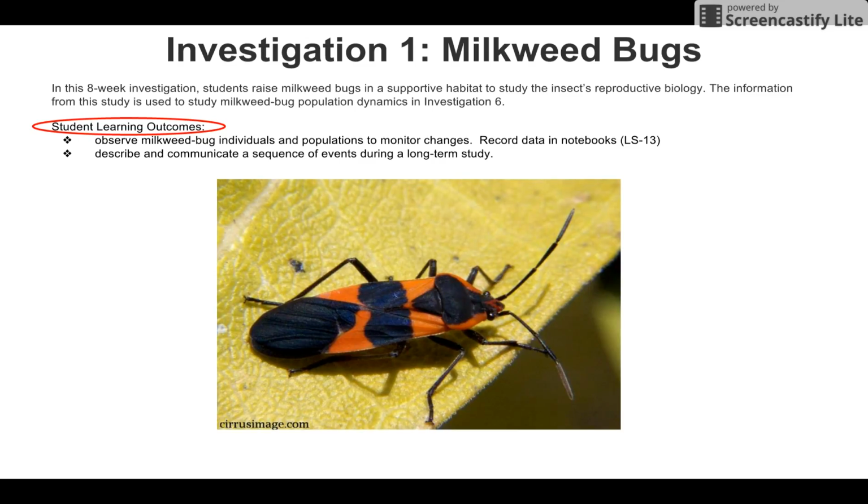Remember the student learning outcomes on the Science Weebly site. Here is number 1: Observe milkweed bug individuals and populations to monitor change. Record data in notebooks. Describe and communicate a sequence of events during a long-term study.